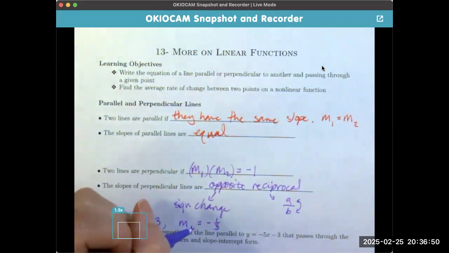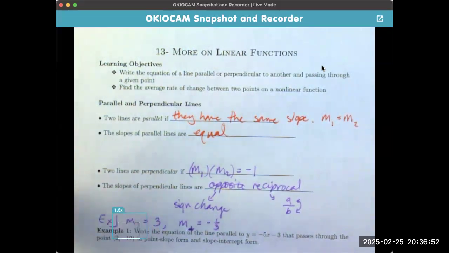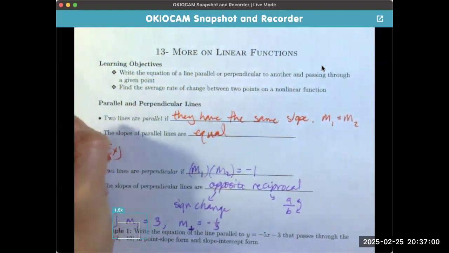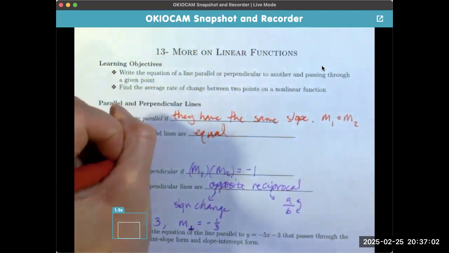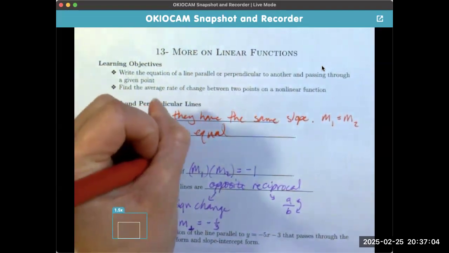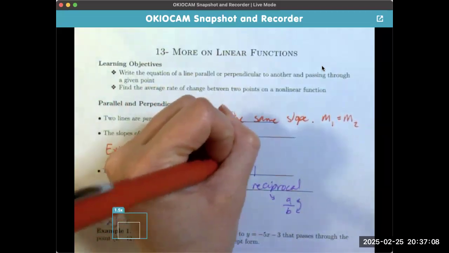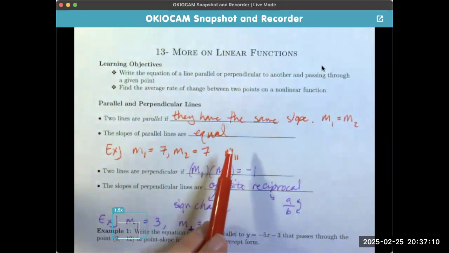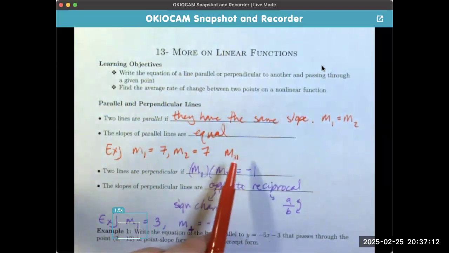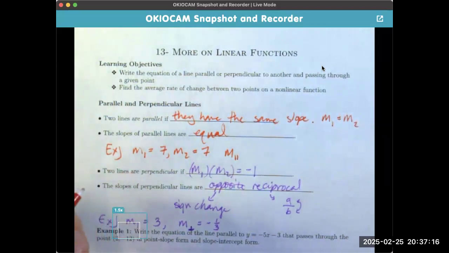So this M with a little upside down T makes a 90-degree angle, that is the perpendicular slope. Here, for example, if M1 is equal to 7, then M2 is equal to 7. Those are parallel slopes, almost like M with two lines under it, not 11, it's two lines technically speaking. So they're just the same.